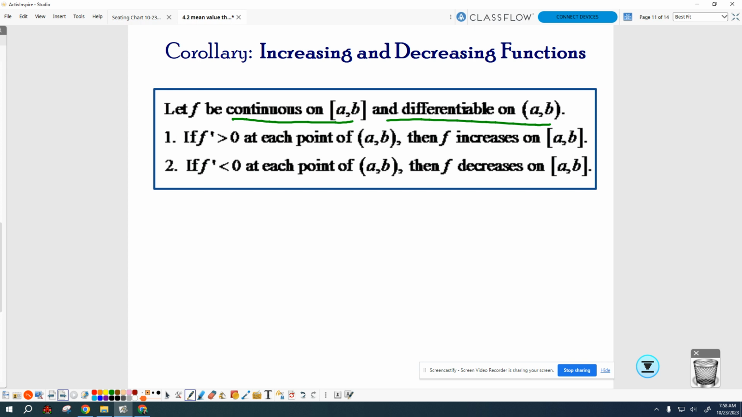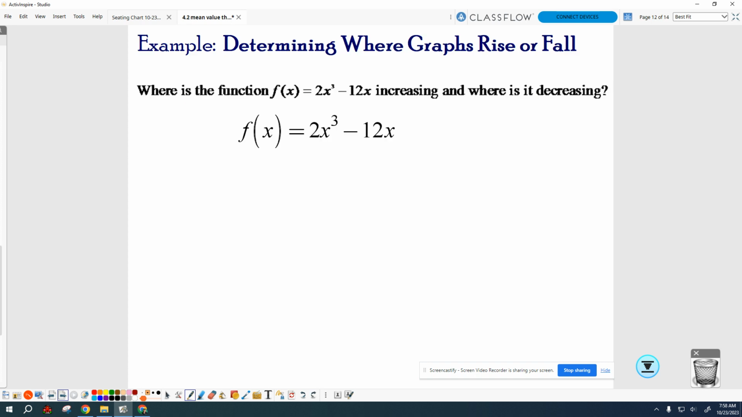This needs to be true. If it's not continuous, you've got no guarantees. It could still happen, but it's not guaranteed. And if it's not differentiable, you can't use the derivative as proof. Okay. Down. That's fine. Cool.